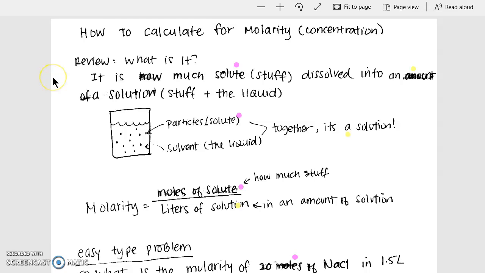So a review of what is it? Well, it's how much stuff you dissolve into an amount of solution. If you think about making sugar water, you put sugar in the water. The water is going to be considered the solvent, and that's typically a liquid. The sugar you put in a lot of times will be solid particles. That's called the solute. Sometimes a solute can also be in a liquid state, but usually it's going to be solid particles. That's going to be our solute. So once you put your solute, your sugar, into the solvent, the water, when the two mix, we create something called a solution.